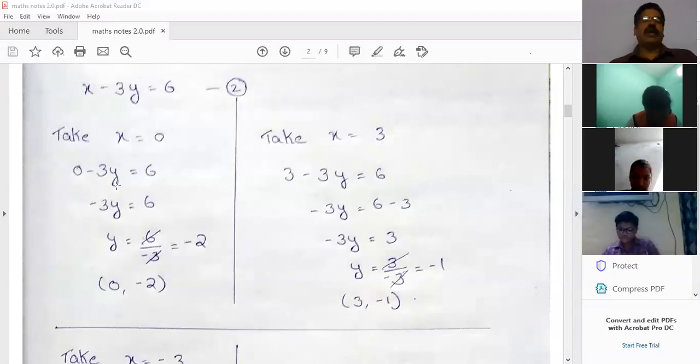Drawing a graph means finding solutions is most important. Everyone should know this. Everyone got my point? Everyone?